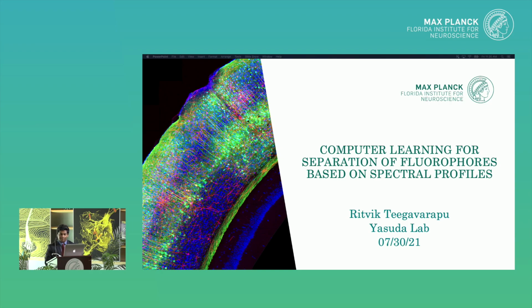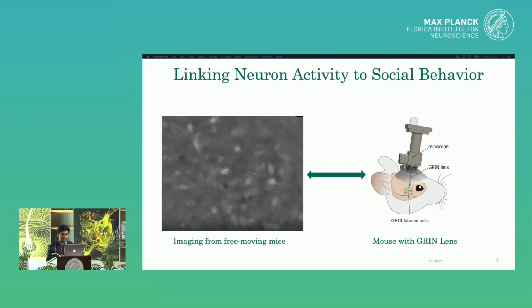Hello, my name is Ritvik Teegavapu. I'm a rising senior from American Heritage Boca, Delray, and my project at the Uchida Lab was to utilize computer learning for separation of fluorophores based on their spectral profiles. The overarching goal of the lab was to link specific neuron activity that we were observing in vivo, or live, with social behavior that we were observing externally.